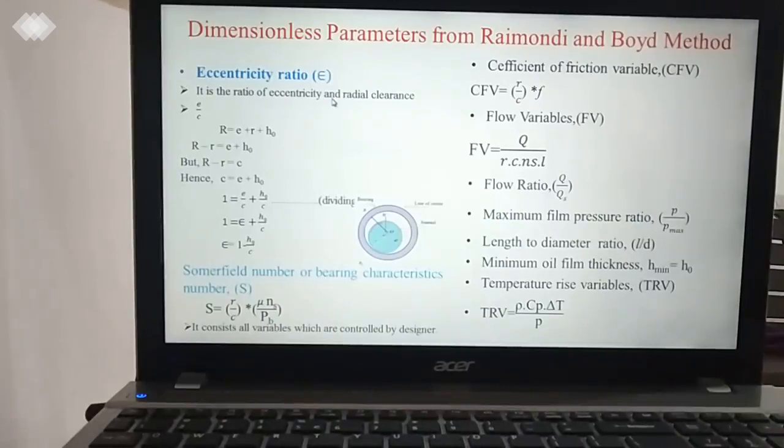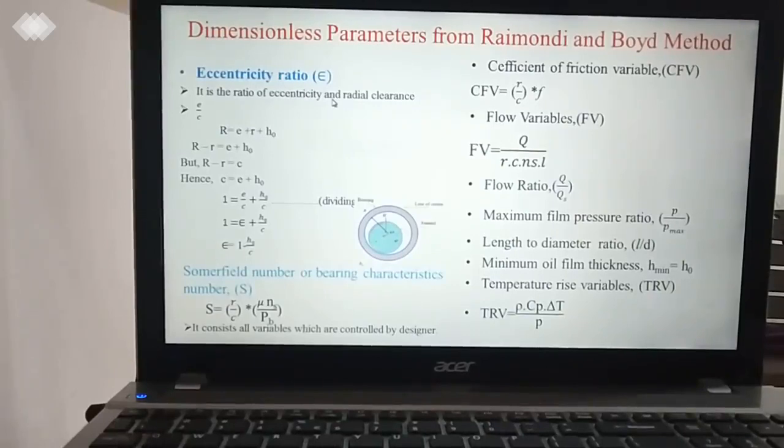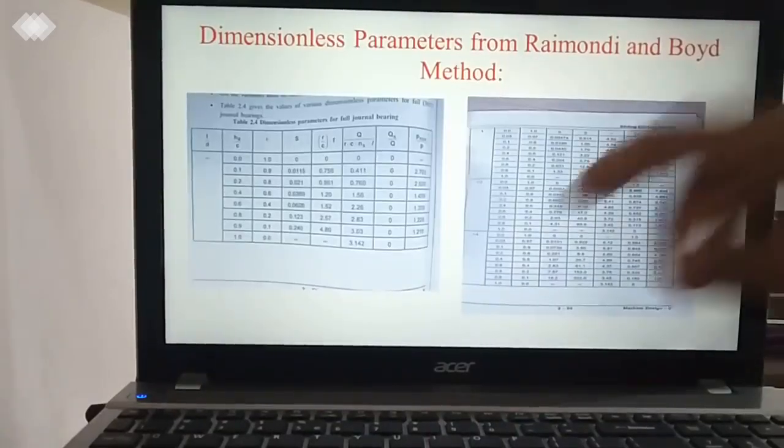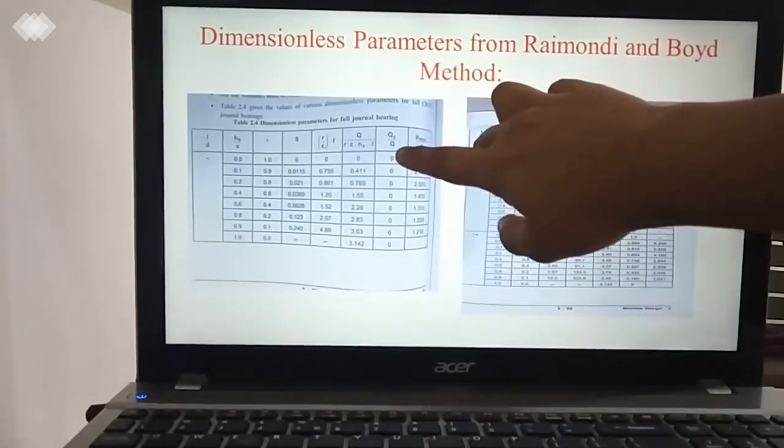Q is the flow of lubricant in mm cube per second. Now we know that Q is the total flow of lubricating oil, a part of which is circulated around the periphery of the journal, while some oil flows out as side leakage. So QS is the symbol we use for the side leakage, and it can be calculated from the value of the parameter QS upon Q. Here we have in the table the parameter QS upon Q.